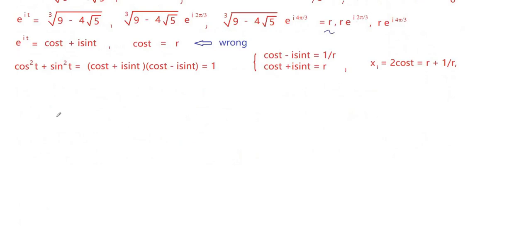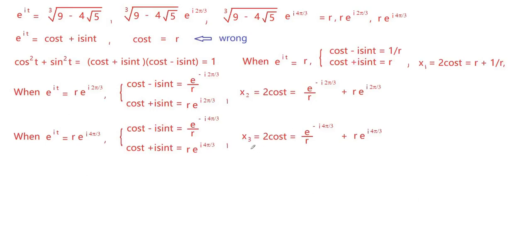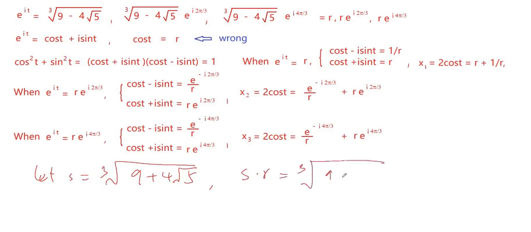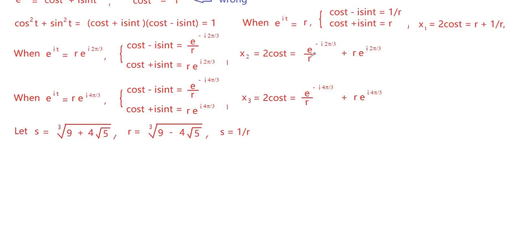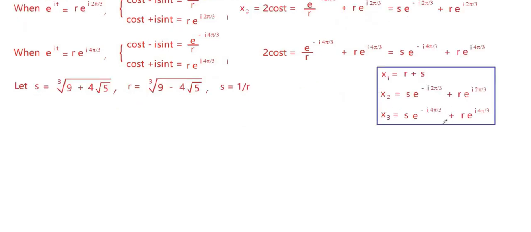For the second one, we can do the same thing. We get x2 and x3. Please notice, we can let s equal to 9 plus 4 root 5, and s multiplied by r will become 9 plus 4, 9 minus 4, 5. It is 1. That means s is equal to 1 divided by r. Therefore, we can replace 1 divided by r by s. Therefore, we get 3 roots.